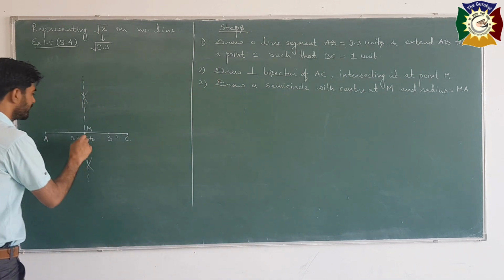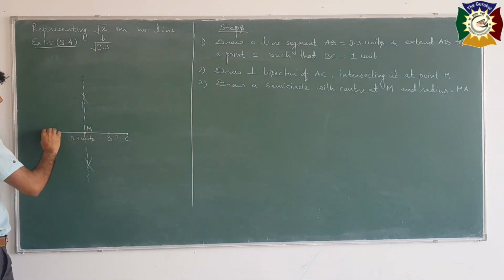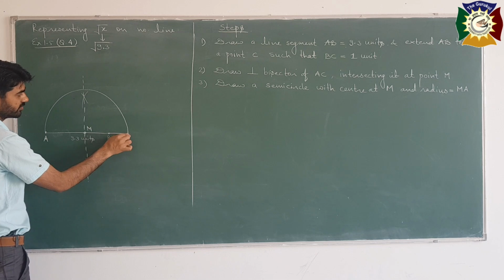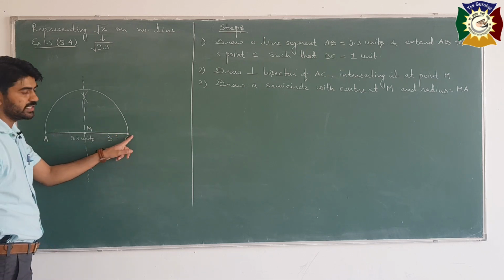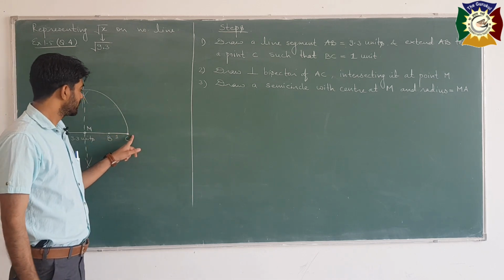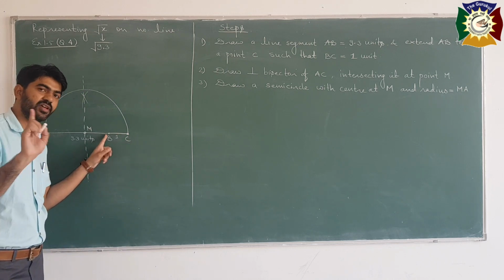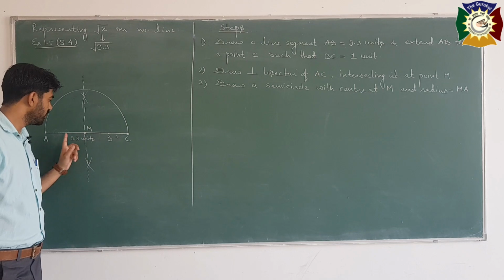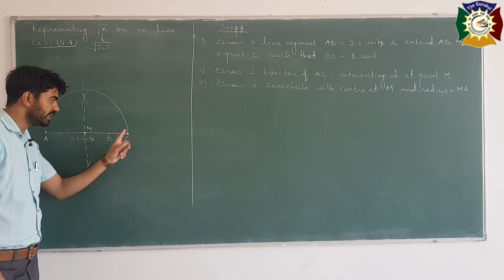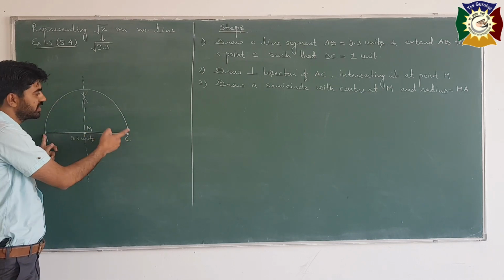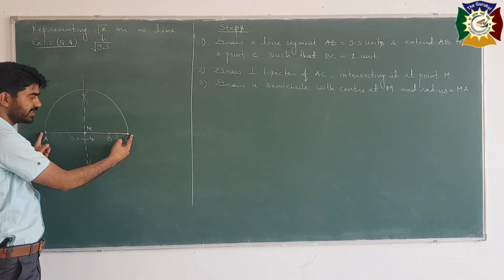So we'll put the compasses here, bring the pencil here and we will draw a semicircle. It will reach at C. Suppose if it is not reaching at C, it is reaching at B, it means you have made a mistake. So you have to draw the perpendicular bisector of AC and the semicircle must reach at A and C.